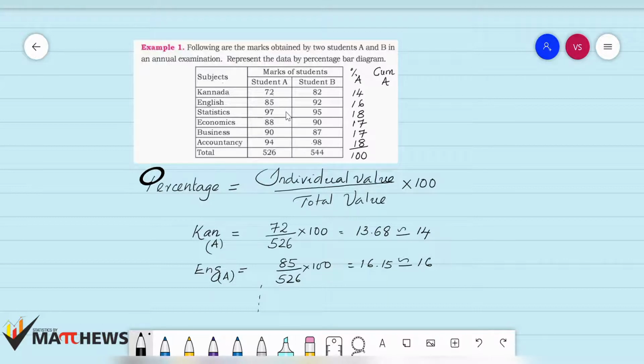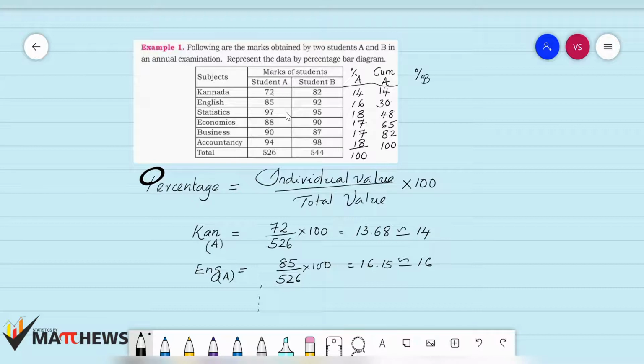So cumulative will be 14 as it is. 14 plus 16 is 30. 30 plus 18 is 48. 48 plus 17 is 65. 65 plus 17 is 82. 82 plus 18 is 100. This is how we calculate, students. These are percentages for A, A's marks converted into percentages, and then the cumulative. The same I will be doing for B also, students.